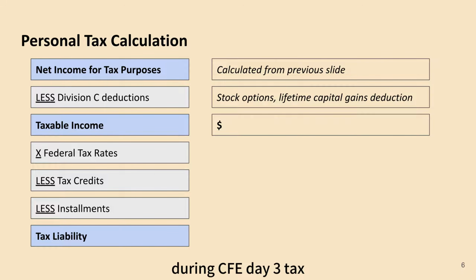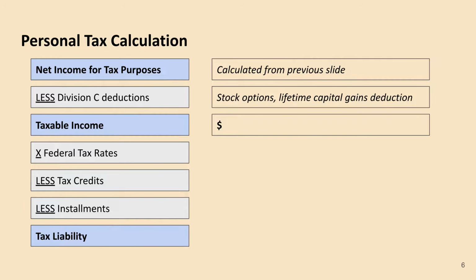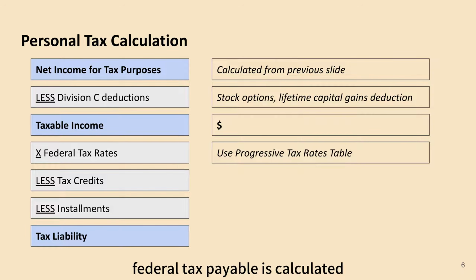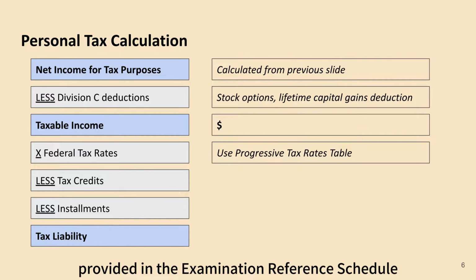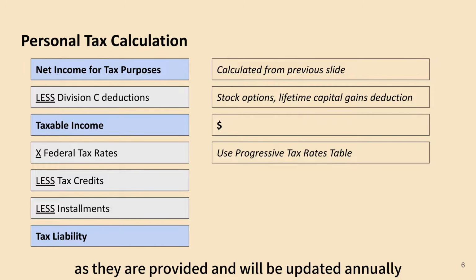During CFE Day 3 tax, calculating taxes payable might not always be necessary, so pay attention to the AO requirement to avoid wasting time providing unnecessary information. Federal tax payable is calculated using the progressive tax rates table provided in the examination reference schedule. There is no need to memorize these tax rates, as they are provided and will be updated annually.